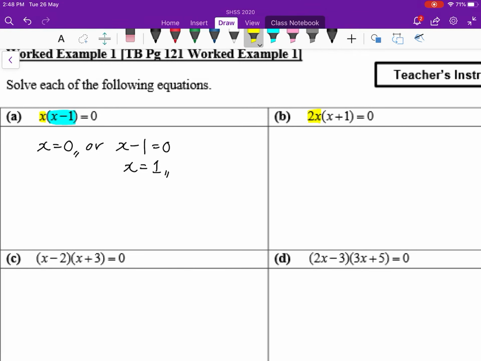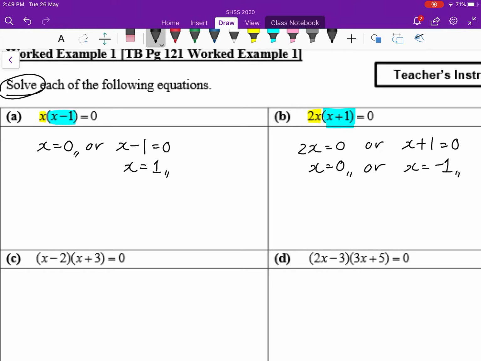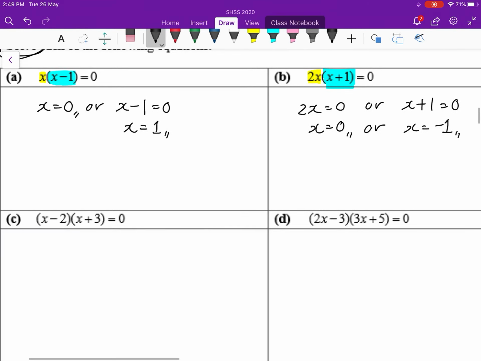How about this one? You see, yellow color multiplied by blue color equals to 0. So from the concept just now, either the yellow color equals to 0 or the blue color equals to 0. Solve, divide by 2, minus 1, done. The question asks you to solve, so no problem, we just solve.